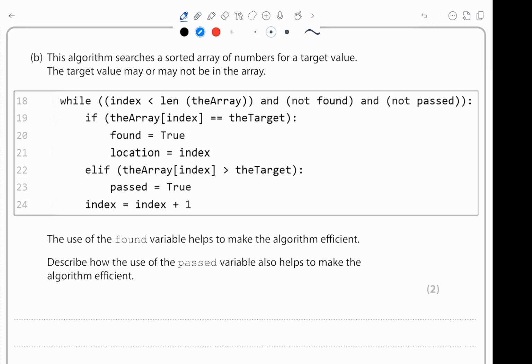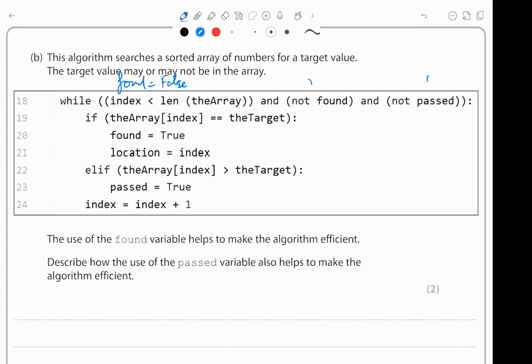So let's have a look. This is just part of an algorithm. While the index is less than the length of the array and not found and not passed. And by the way, all of those have to be true. All of these have to equate to 1 or true for the condition to carry on. If the array index does equal the target, found equals true. So if found, it's very likely up here found will be given a false value. So not found would be true. Not false is true. That's why this while loop probably carries on.